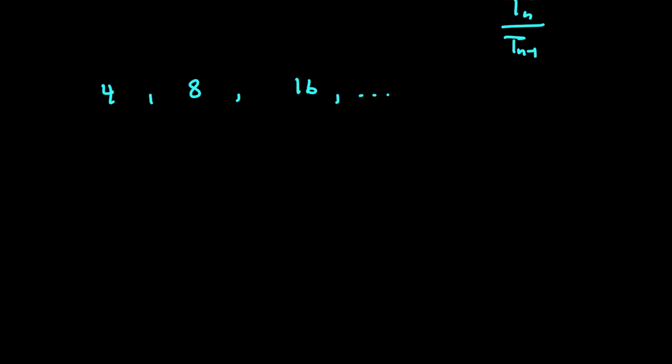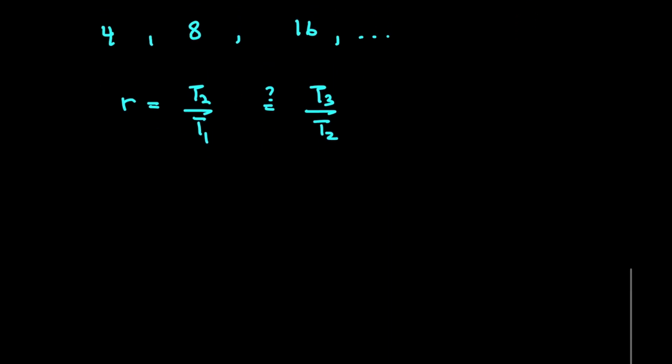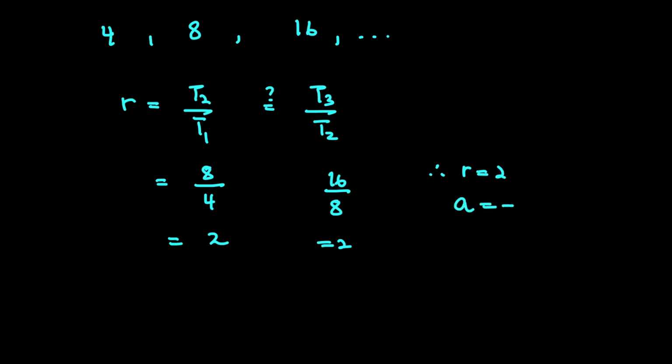So now let's check for R. R is going to be T2 over T1. Is that the same as T3 over T2? So T2 over T1 is going to be equal to 8 all over 4. So what is that? That is 2. What about T3 over T2? That is 16 over 8. That is also 2. So now R is equal to 2. A is equal to 4.